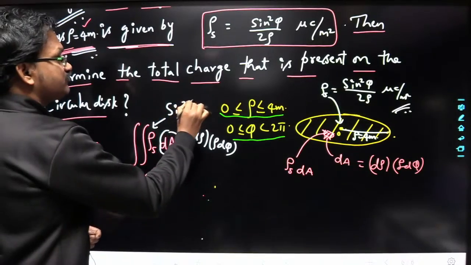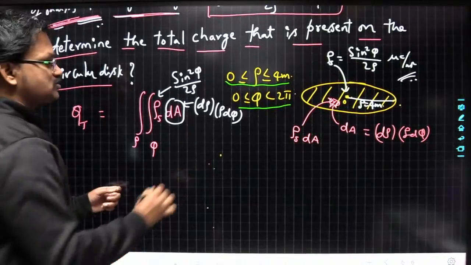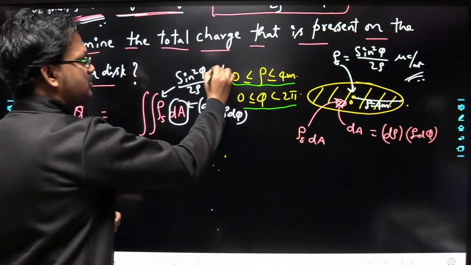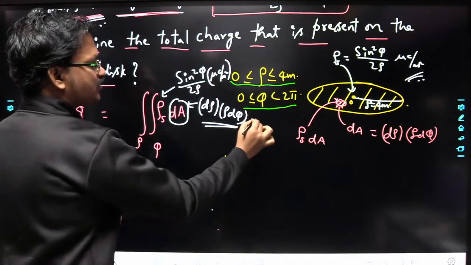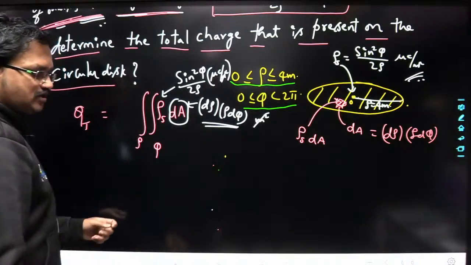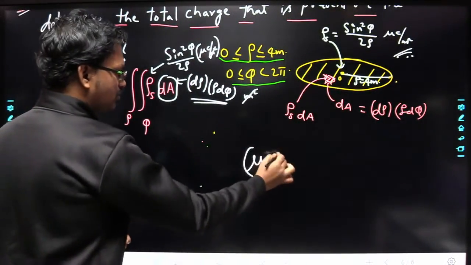Sine square phi divided by 2 rho. Understood? Its units are microcoulomb per meter square, and this differential area units are meter square. So here meter square will get cancelled. So finally you are going to get the answer in terms of what? In terms of microcoulomb.